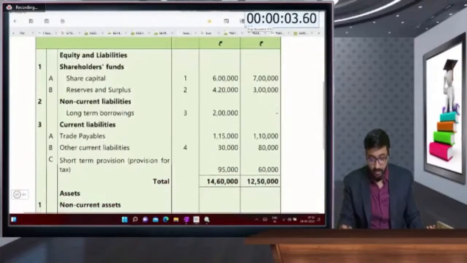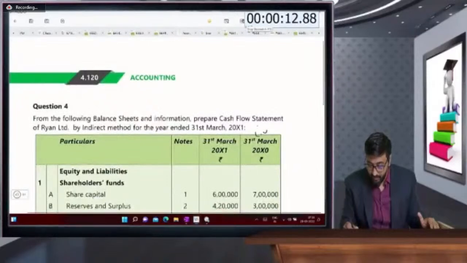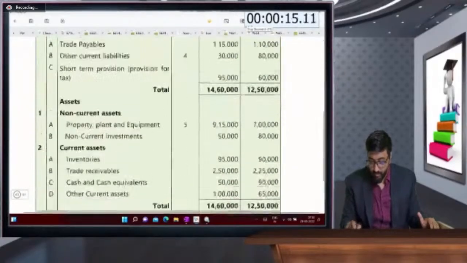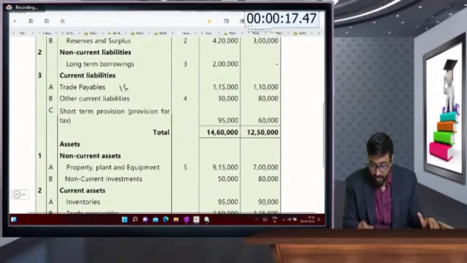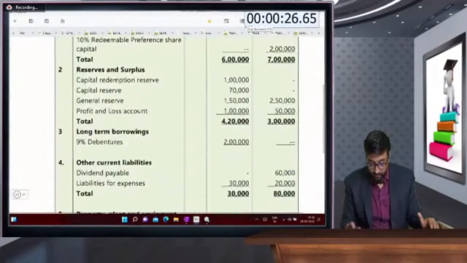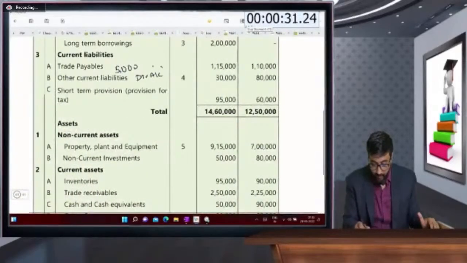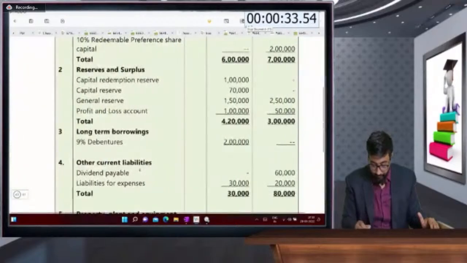Indirect method, share capital. Now you are in exam. Share capital, reserves and surplus, non-current liability, long-term borrowing, current liabilities, trade payable. Trade payable, immediately last year, current year. Sequence you have to check, every time it may be changed. So this is 5,000 inflow. Other current liabilities, in that you have dividend payable. So we will make a dividend account. Dividend account, and 20 to 30, so 10,000 increase.